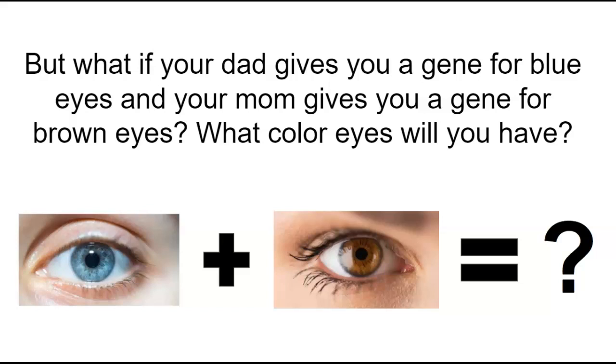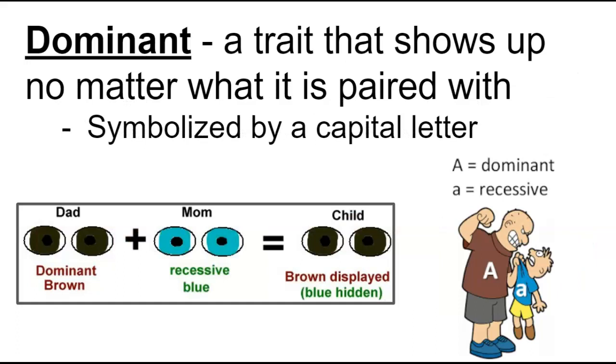So in order to learn about genetics, we first have to talk about dominant and recessive. I know you guys talked about this in 7th grade, so this will be a little bit of review, but you can go ahead and write down this definition. Dominant: a trait that shows up no matter what other gene it's paired with.